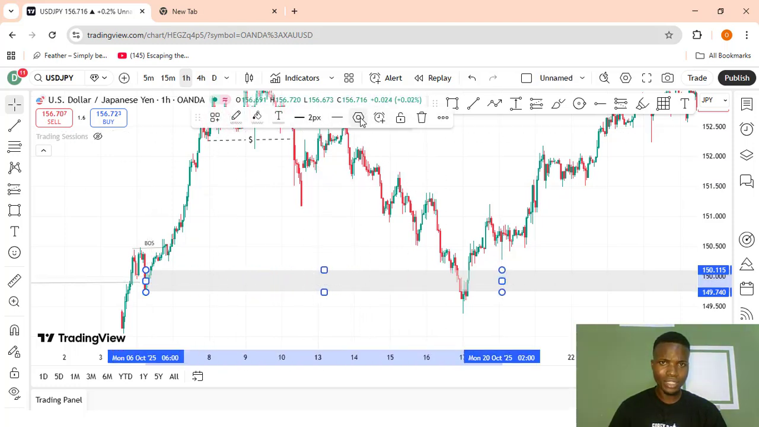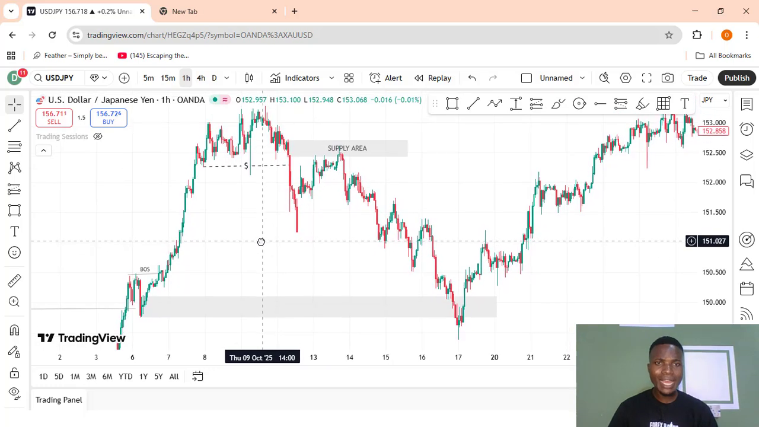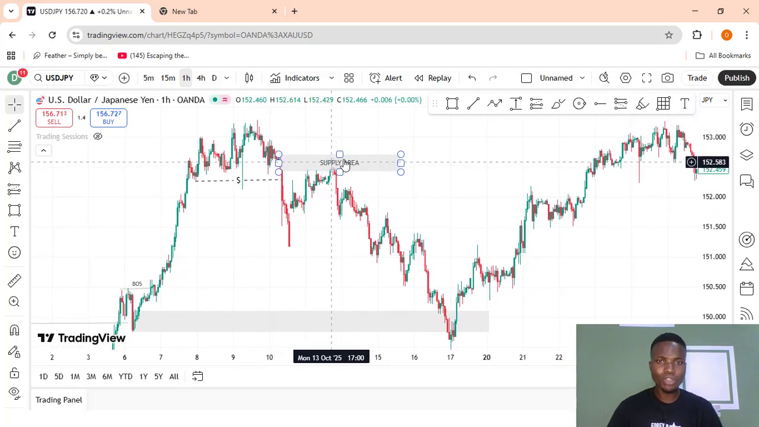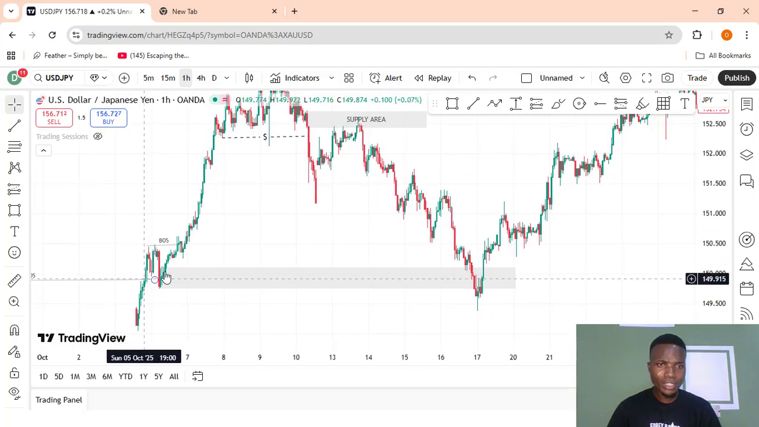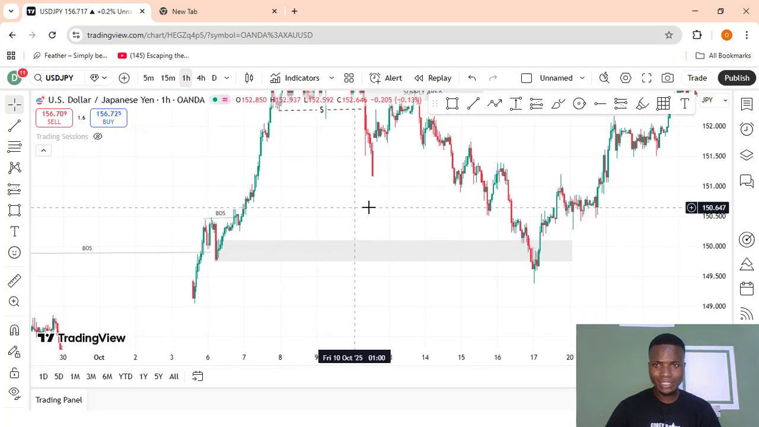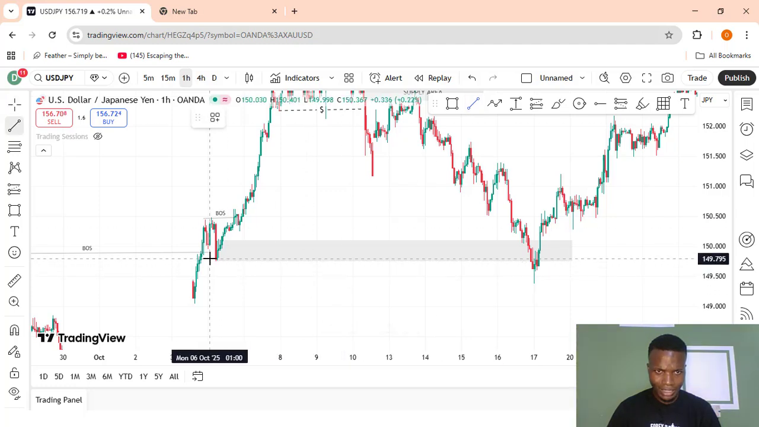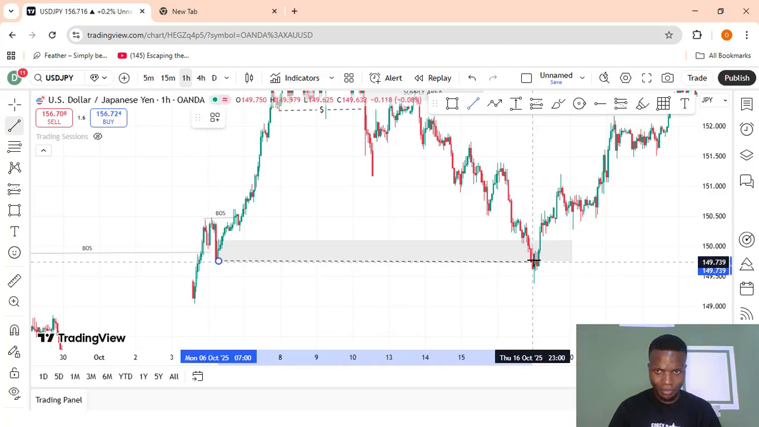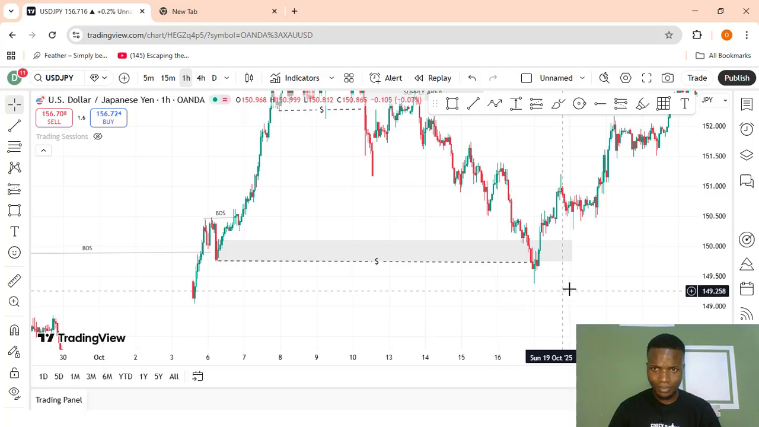Let me just take this off. Let me not extend this. You can see price respected this supply area, making the price retrace down to the previous demand area. And by that, we can see that price swept some liquidity below this place. You know that this is the lowest point, and if you mark this up right there, you can see that price has swept liquidity.